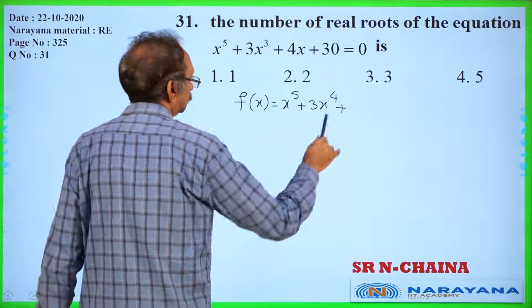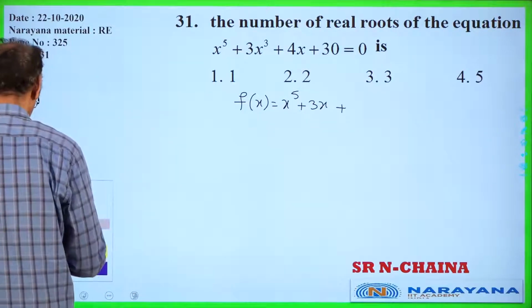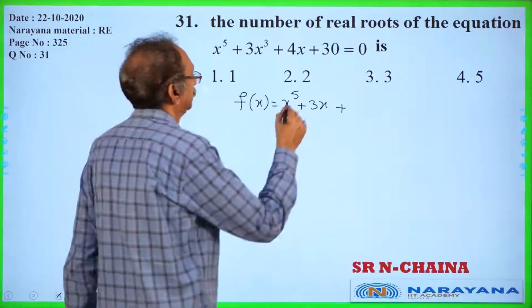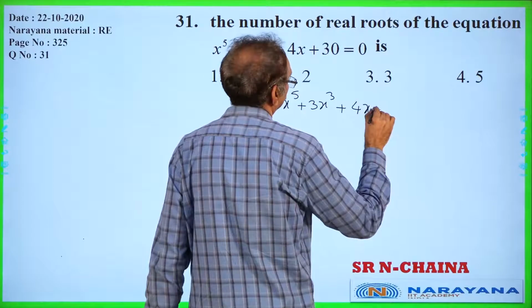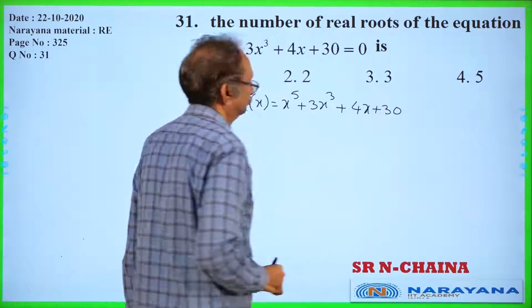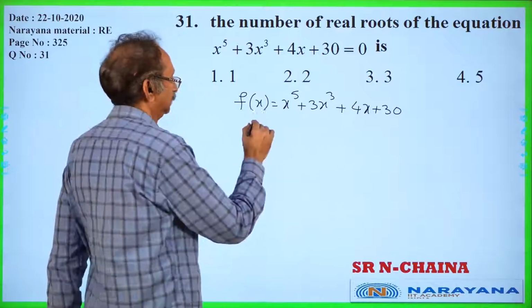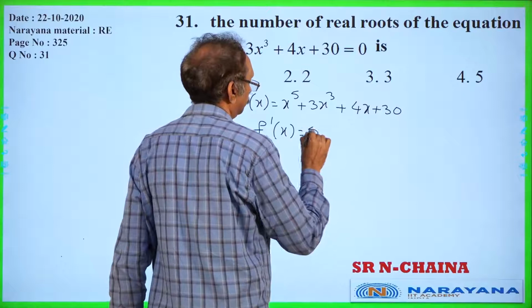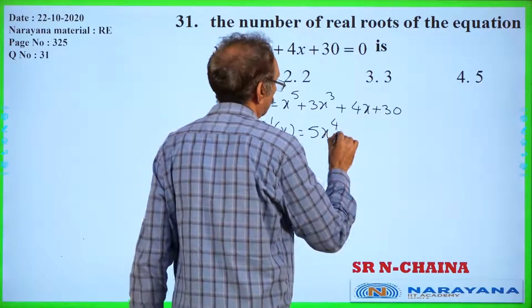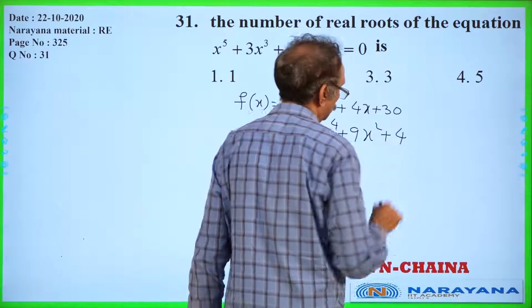So it is x cube (3x cube) plus 4x plus 30. See here, all powers of x are odd only. Now find the derivative: 5x power 4 plus 9x square plus 4.